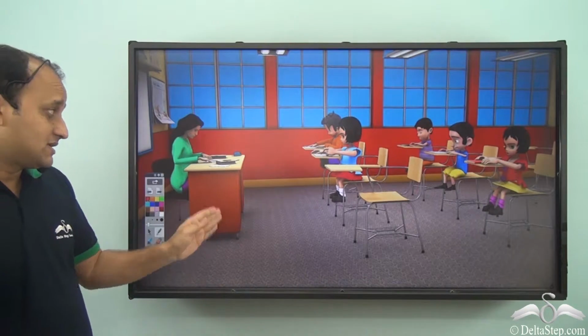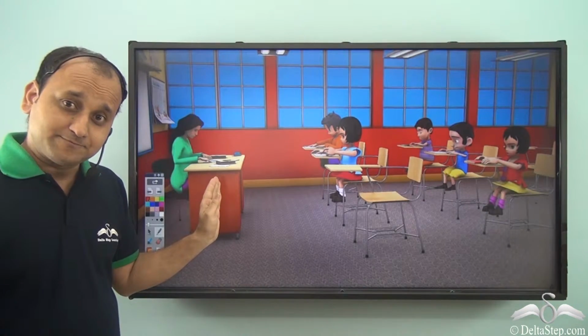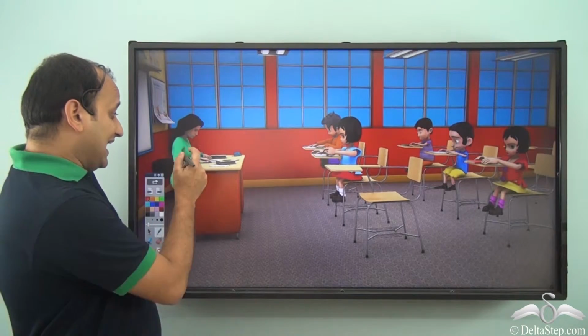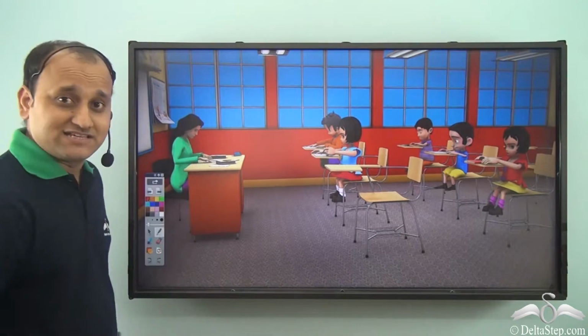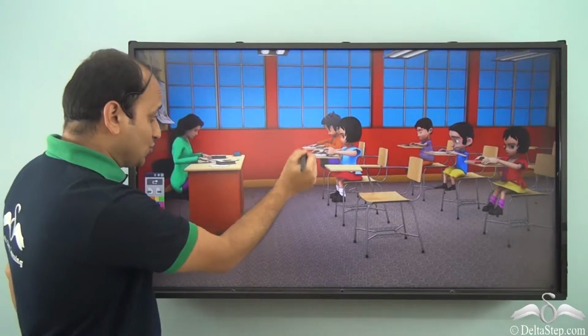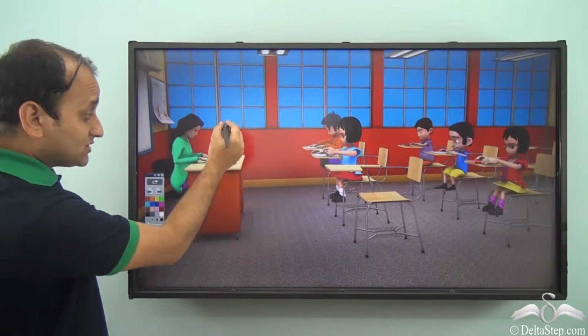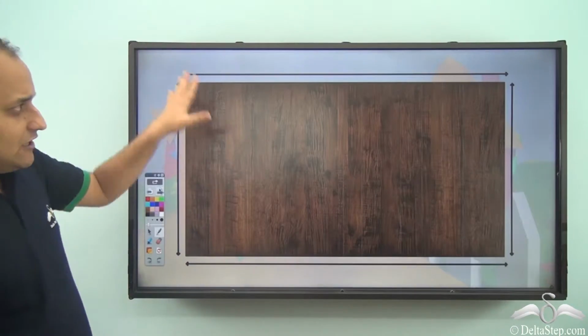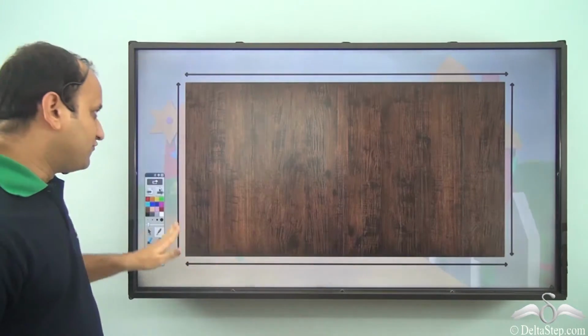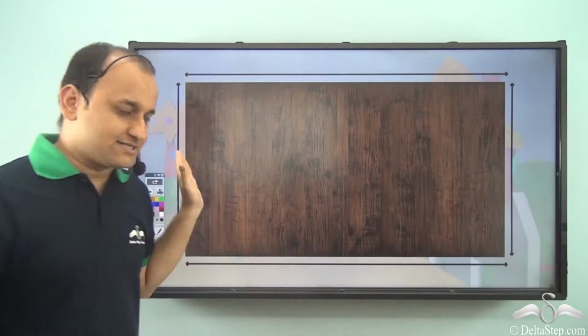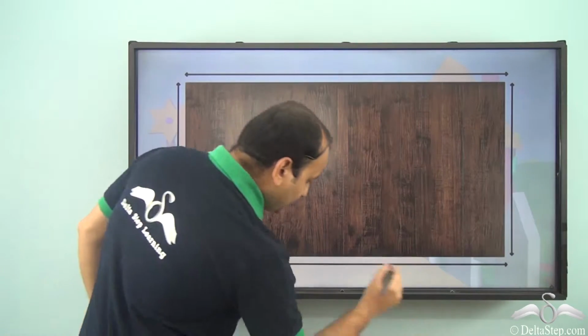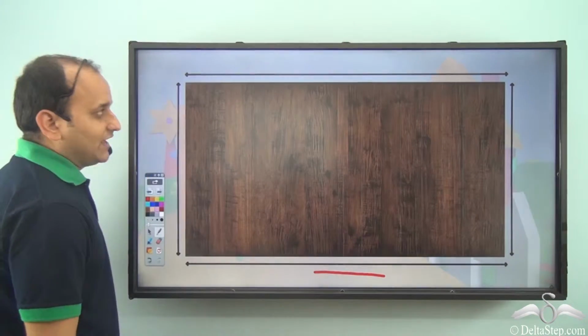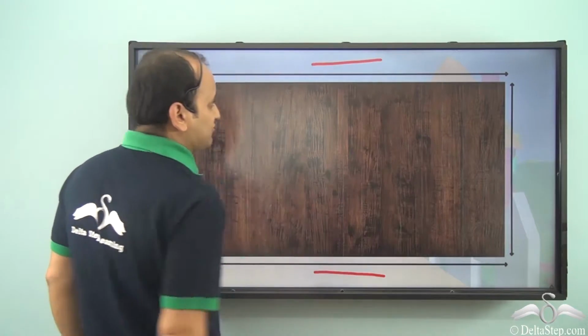Have you ever noticed when you are in the classroom, your teacher sits on one side of the desk? So we can say that the teacher is sitting on one side of the desk, and if you want to go and talk to her, you will stand on the other side of the desk, isn't it? So if we look at the desk from the top, it will look something like this, isn't it? Now, if the teacher is sitting on this side, then you will stand on this side of the desk.